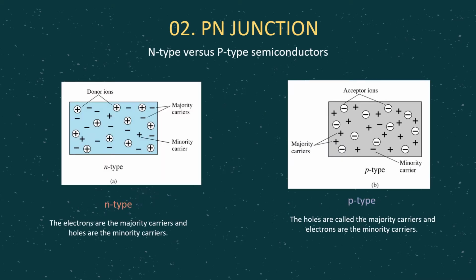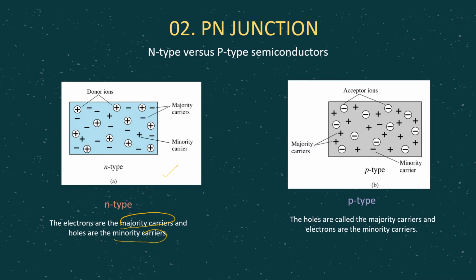Now we come to the second subtopic, which is on PN junction. So PN junction, as the name suggests, is a combination of P-type and N-type semiconductors, where we combine them together to form a PN junction. But just a little bit of revision, as you know, for N-type semiconductor, the electrons are the majority carriers, right? N-type, negative type, the electrons are the majority carriers, then obviously the holes are the minority carriers.